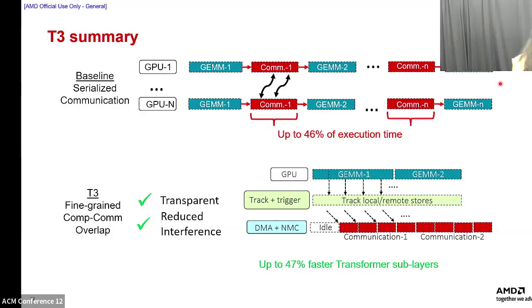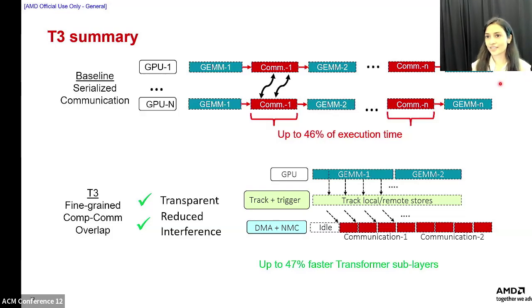Great talk. I'm Madan Musuvathi, Microsoft Research. So this mechanism seems to be general for overlapping two different kernels. You could use this mechanism for overlapping two GEMMs, for instance. Have we explored that? What are the trade-offs?